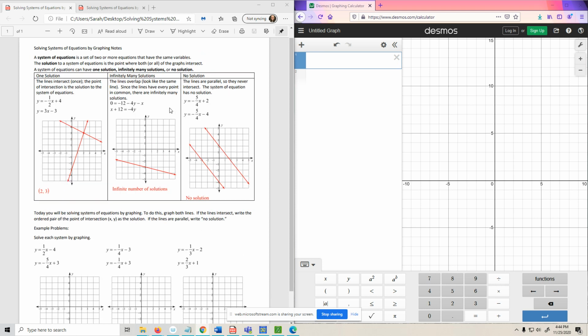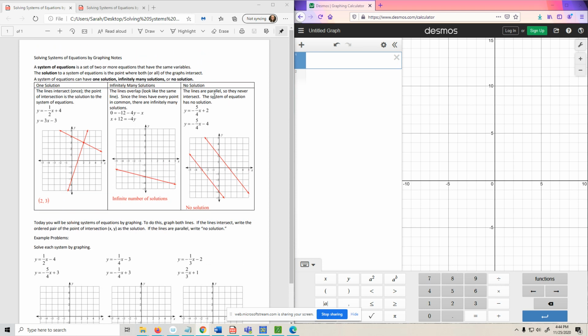Hello, today we're going to look at solving systems of equations by graphing. So a system of equations is just a set of two or more equations that have the same variables in them. The solution to a system of equations is the point where all of the graphs, or if you just have two, both of the graphs intersect, aka where they cross.